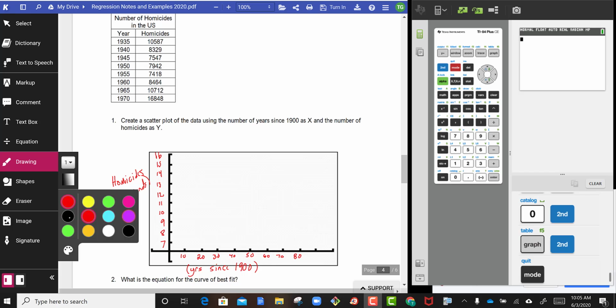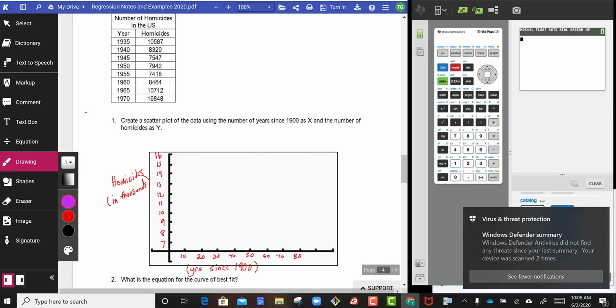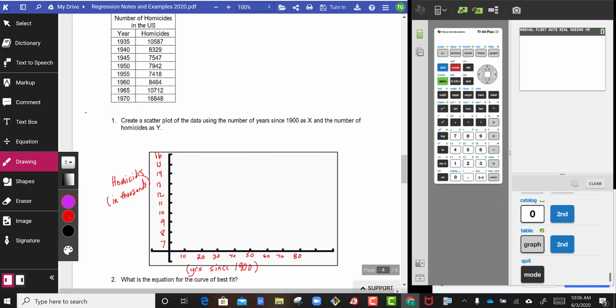All right, so this last example, I have started it and scaled my y-axis in thousands. Started at 7,000, increased all the way up to 16,000. Years, I chose to go 10 years. Each tick mark represents 10 years since 1900. Remember, there's more than one way to do this. You want to just try to make sure you use almost all the tick marks if possible.